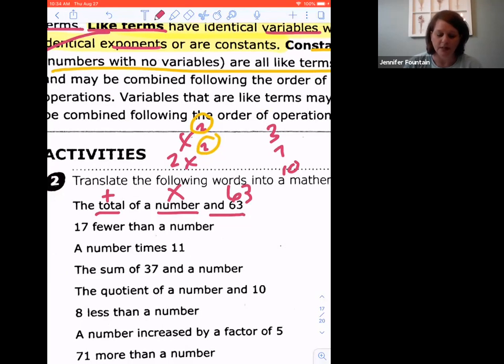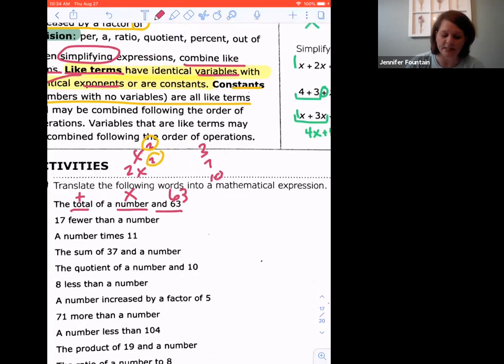So, since it says a number and 63, I'm going to write my x first. That is my variable, plus 63. Obviously, I can't solve this because I don't know what it equals. I'm just writing the expression. I'm just having to decode my words, put it into a mathematical expression, but I'm not trying to solve this. Okay?